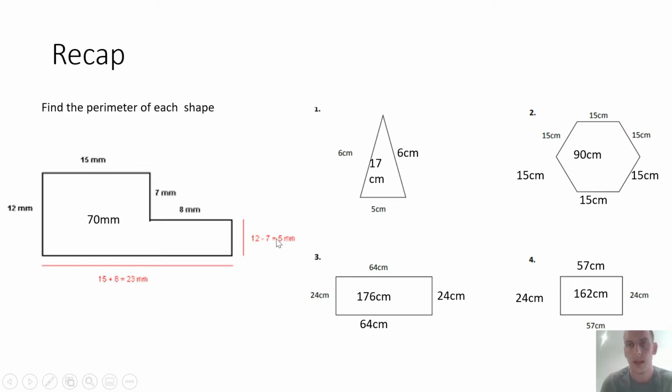Okay, excellent. Now, if you struggled with that, okay, don't worry too much. I'd say maybe probably send me an email, or there's lots of stuff on the internet which you can look at to help you with perimeter.